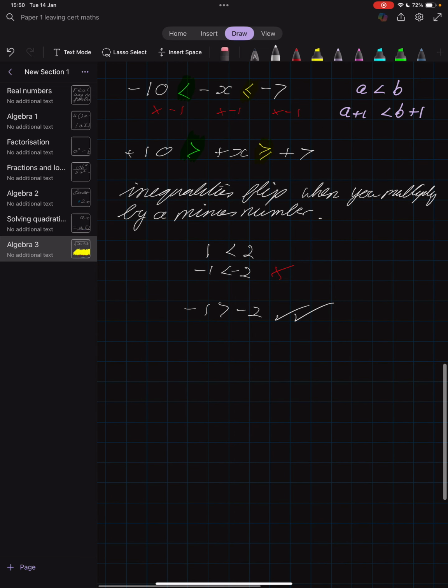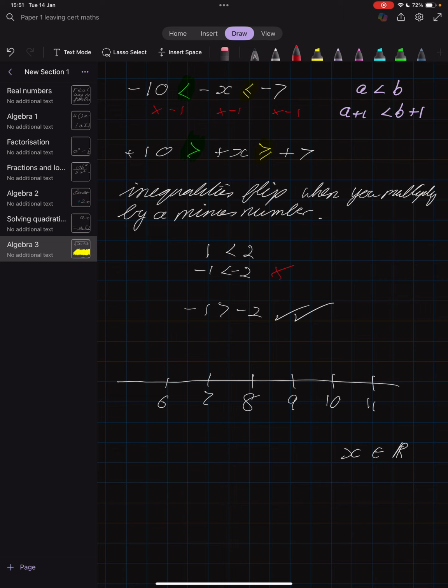Oh, sorry, I still need to solve this. Okay. So I want x to be greater than or equal to 7 and less than 10. So it's going to be 6, 7, 8, 9, 10, and just 11. Okay? So remember, x is an element of the reals, so it can be all numbers. So, first of all, can x be equal to 7? Yes. Can x be equal to 8? Yes. Can x be equal to 9? Yes. Because 9 is bigger than 7 and it's less than 10.